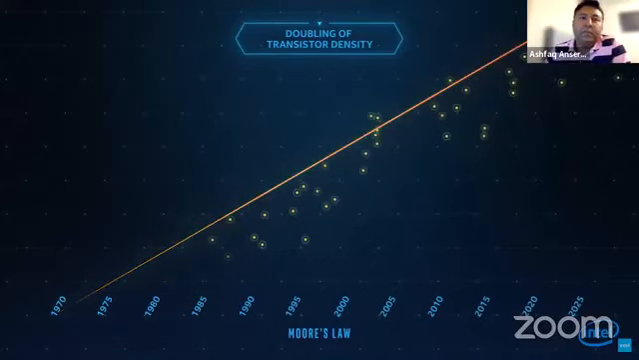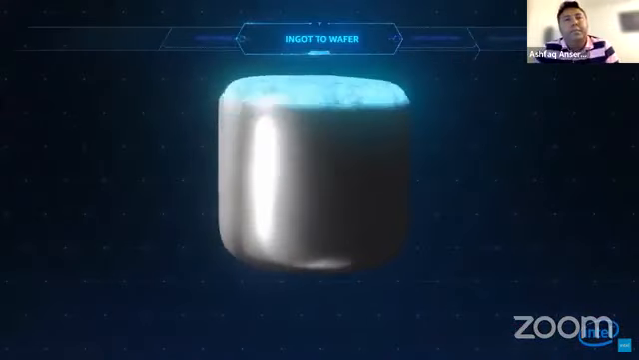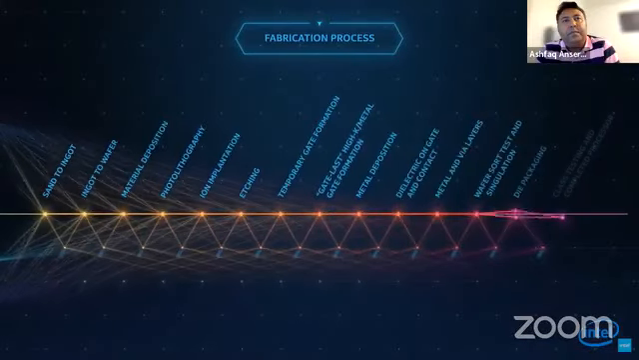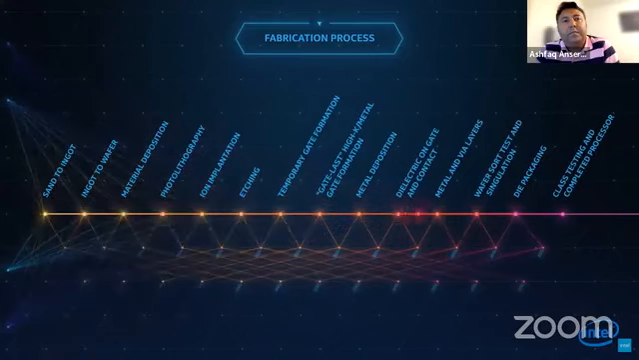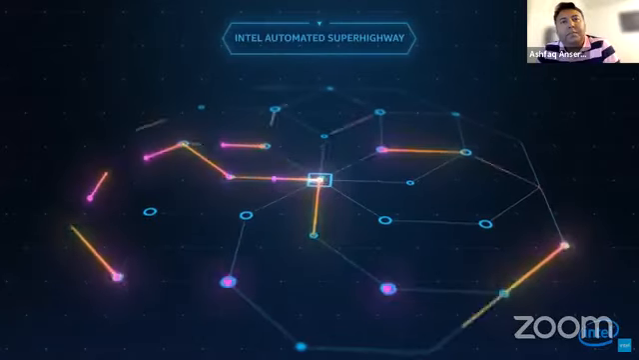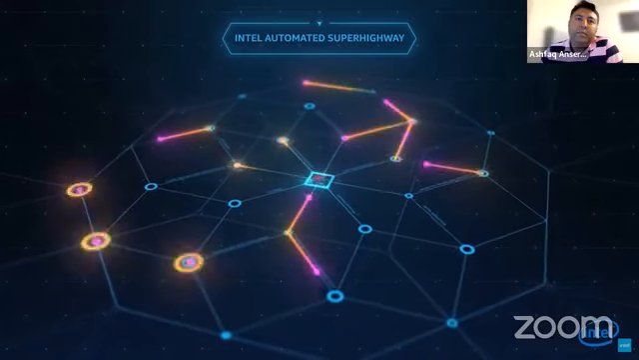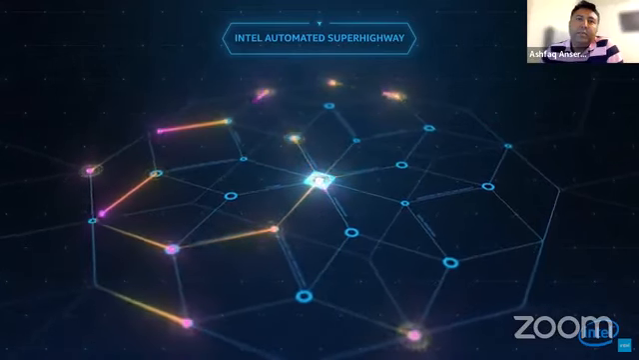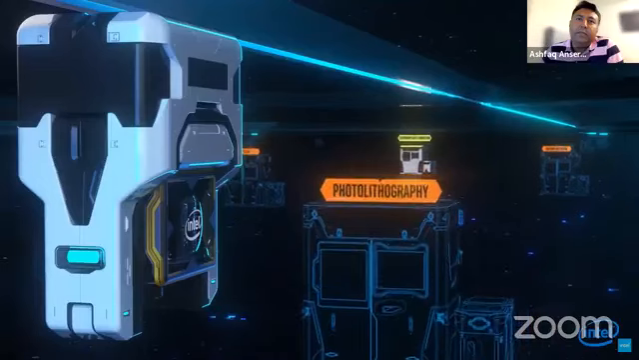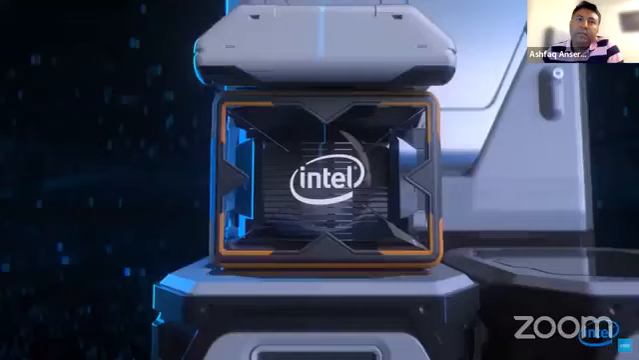The process begins when silicon-rich sand is melted and cooled, forming a solid, which is then sliced into wafers. Once inside an Intel fab, the raw wafers begin their long journey through an incredibly complex process. They're loaded into front-opening unified pods, or FOUPs, which travel hundreds of miles along Intel's automated superhighway, going from tool to tool, as processors are painstakingly built up on each wafer. The wafer first goes through a series of important steps, such as photolithography, ion implantation, and etching, that prepare it for the critical transistor formation process.